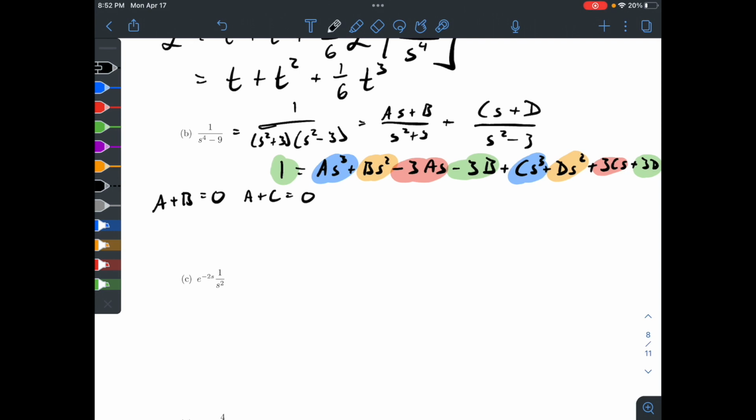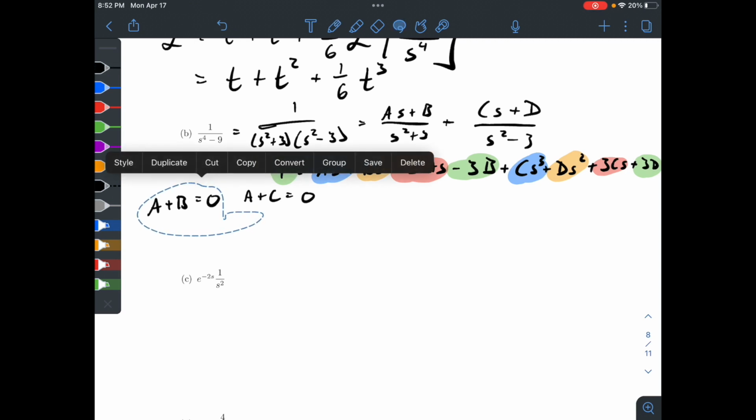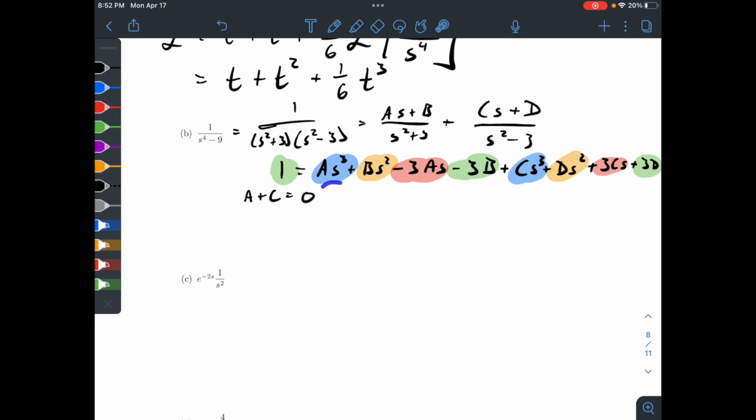Wait, is that right? Wait, where'd I get a plus b is equal to 0? Hold on, let me start over. Okay, let's just look at those ones first. So a plus c is equal to 0. b plus d is equal to 0.